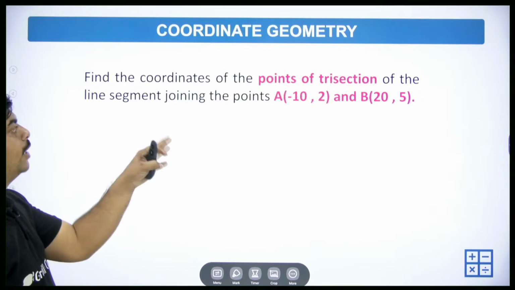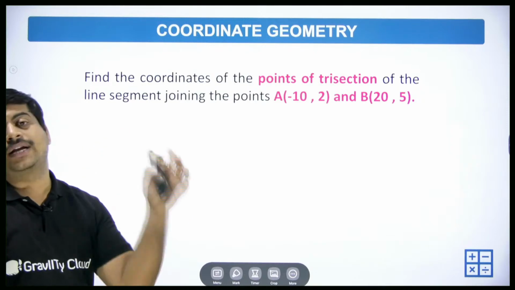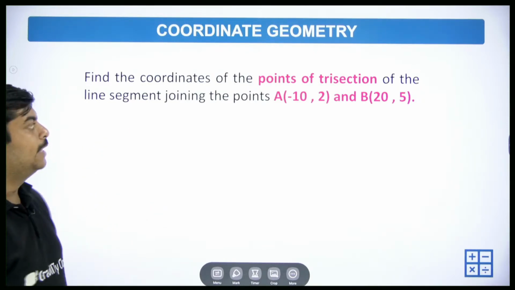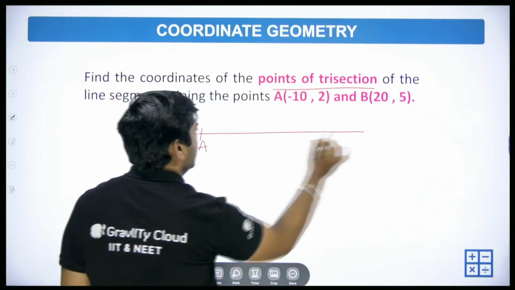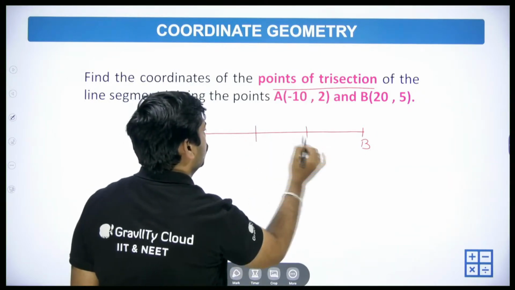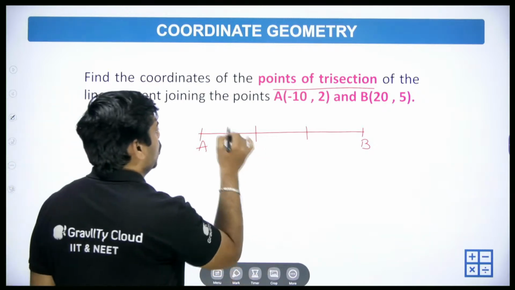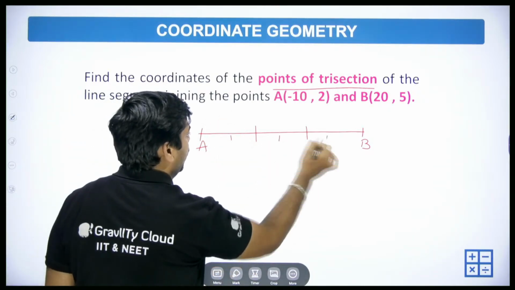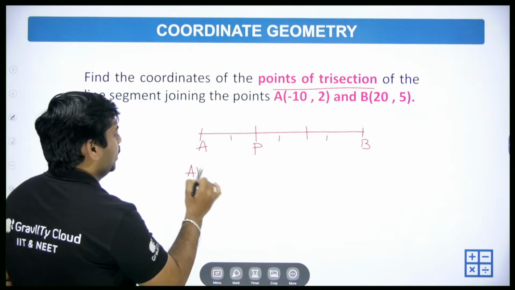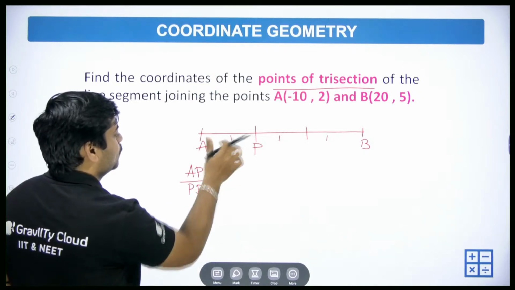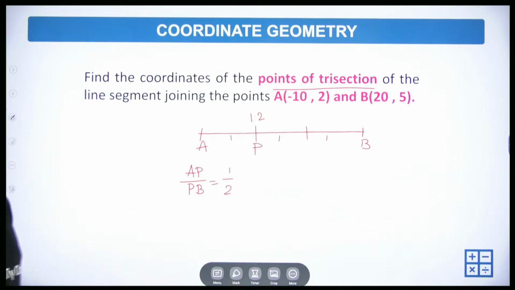Find the coordinates of the point of trisection of the line segment joining the points minus 10, 2 and 20, 5. Points of trisection. What do you mean by that? Points of trisection means which divides A and B into 3 equal parts. So if this is one part, this is one part, this is one part. Let us say this is point P. AP by PB, AP is one part, PB is two parts. That means P divides in the ratio 1:2.